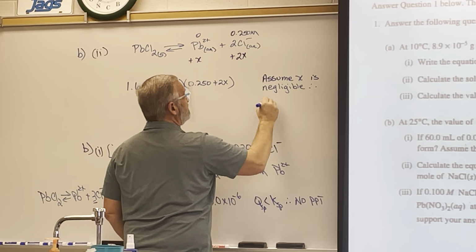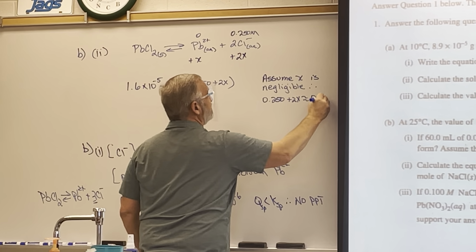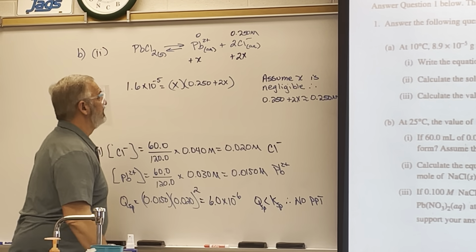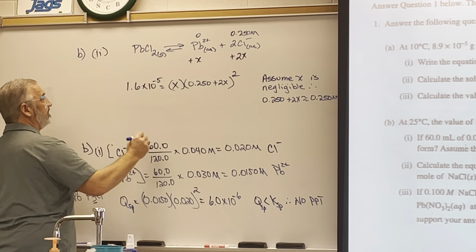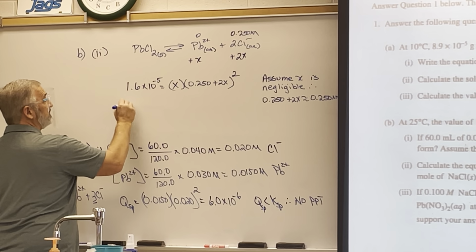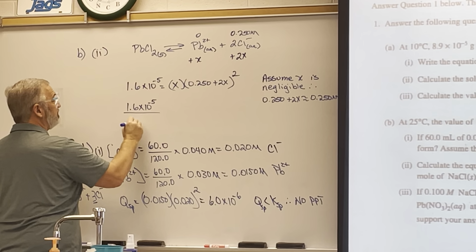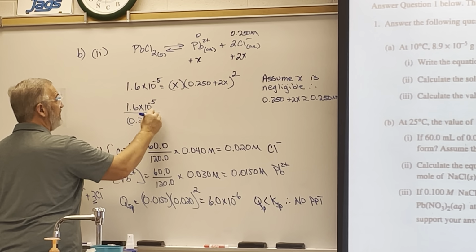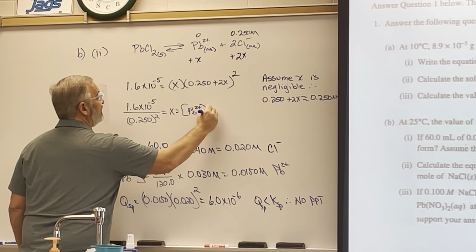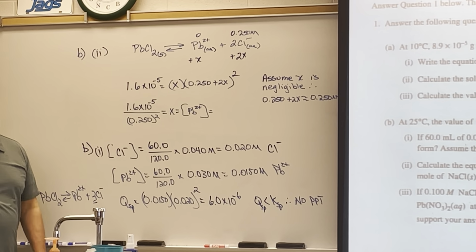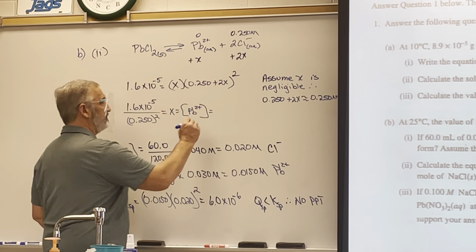therefore 0.250 plus 2x approximately equals 0.250. So it's going to be 1.6 times 10 to the minus 5 divided by 0.250 squared is equal to x, which is equal to my lead concentration, which equals 2.56 times 10 to the minus 4.